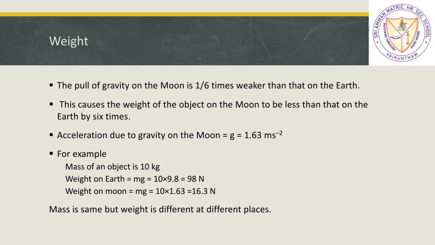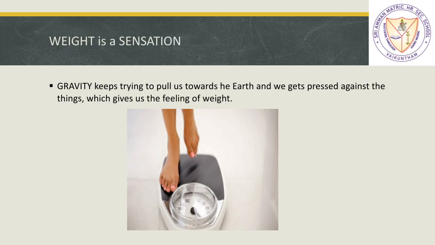Okay, a gravitational pull on an object is called the weight. So weight is nothing but a sensation. Gravity keeps trying to pull us towards the earth, and we get pressed against things. So whenever we stand on a weighing machine, what actually happens is that we feel that we are pushing that object down, right? We are pushing that scale down.